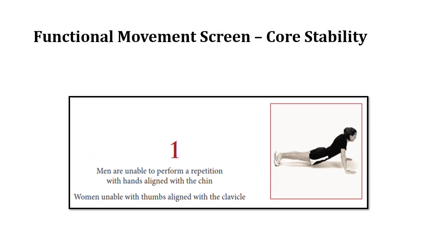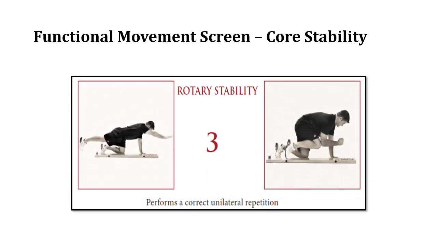A 1 is that they're unable to do it at that new position, for females at the clavicle, males at the chin height, and a 0 would be that they perform the action, however it's painful. Rotary stability, performed correctly where they are straddling the board. They maintain contact with their foot, their knee, and their opposite thumb. They fully extend, come back together, tap their elbow to their knee, re-extend, and come back to the starting position without a loss of balance and without excessive asymmetry or weight shift.